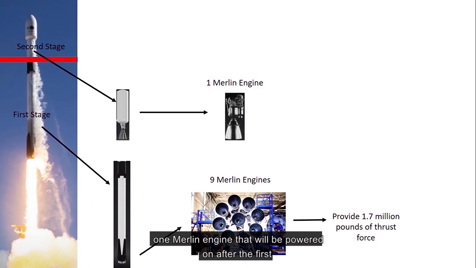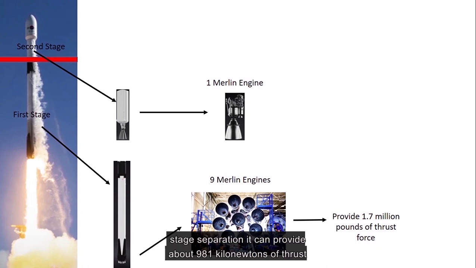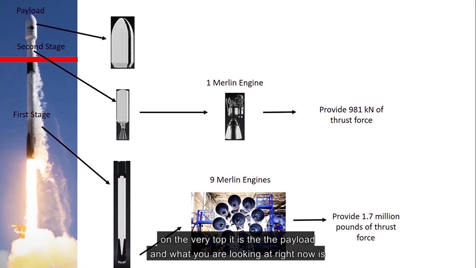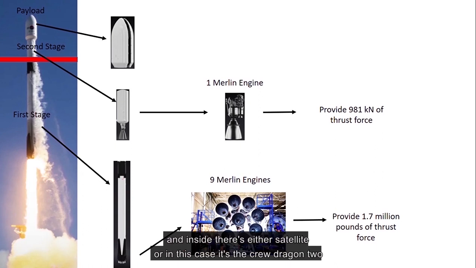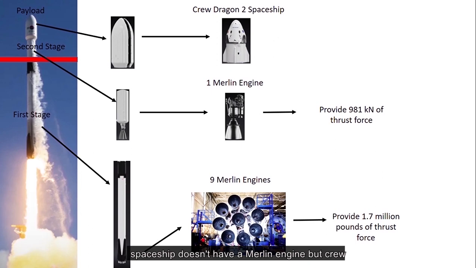It has 1 Merlin engine that will be powered on after the first stage separation. It can provide about 981 kilonewtons of thrust. On the very top is the payload, and what you are looking at right now is the fairing. It's basically a protective cover, and inside there's either a satellite, or in this case the Crew Dragon 2 spaceship, which doesn't have a Merlin engine, but does have 16 Draco thrusters that can help it reorient itself and fine-tune its position.